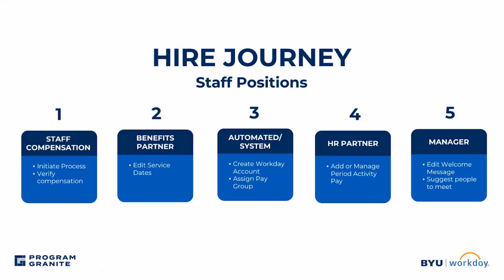So the first person is who? Staff compensation. They're going to initiate the hire, verify the comp is right, and then it's going to go to the benefits partner. The benefits partner will edit some service dates. Then Workday will do 2 things automatically: create their Workday account so they can log into Workday, and assign a pay group to this individual. The HR partner then receives a task to add or manage period activity pay, if that's required. They can skip this task if it is not. And then the manager edits a welcome message and suggests people to meet.